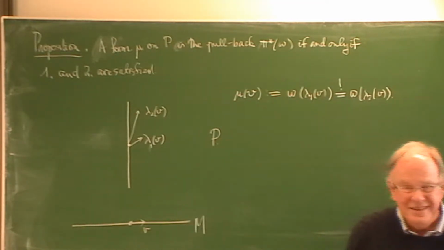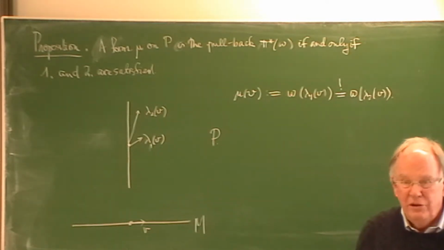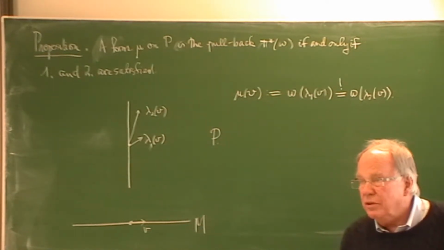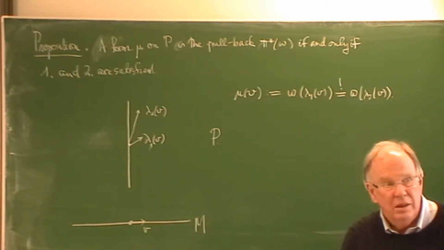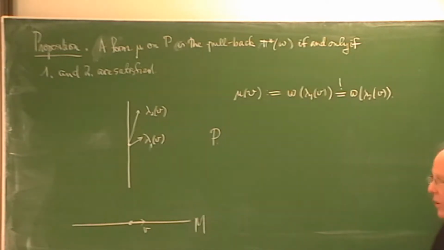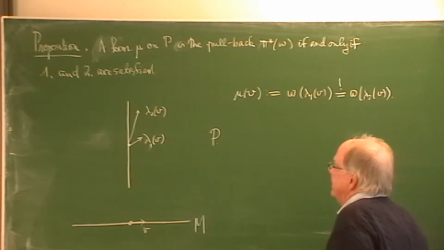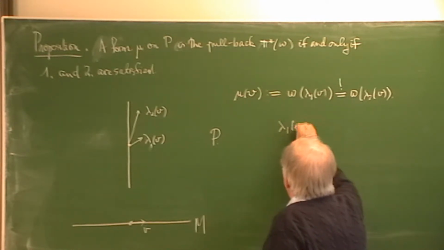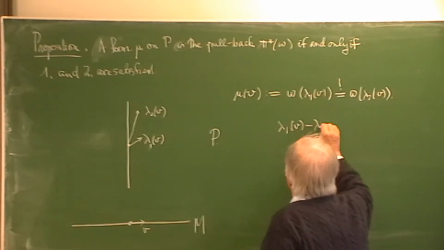Right? If it's not the same thing as lambda 2 of v, you're in major trouble, right? I mean, you agree with me. If it's not the same, right? However, what about lambda 1 of v minus lambda 2 of v?